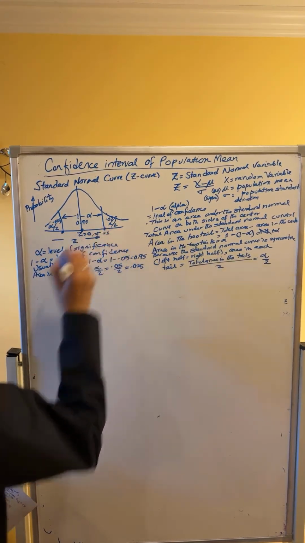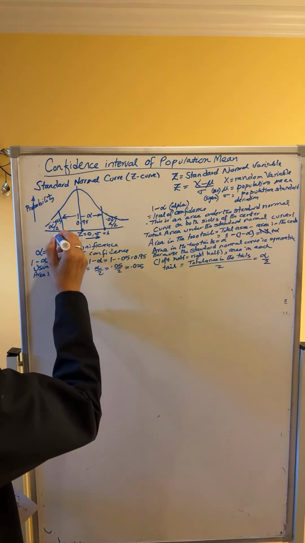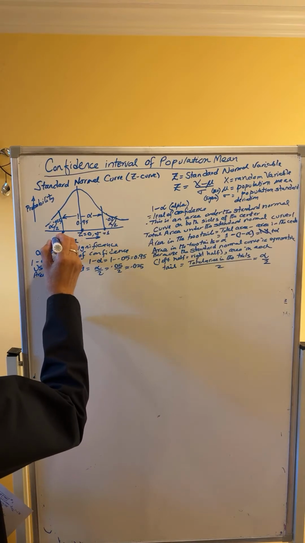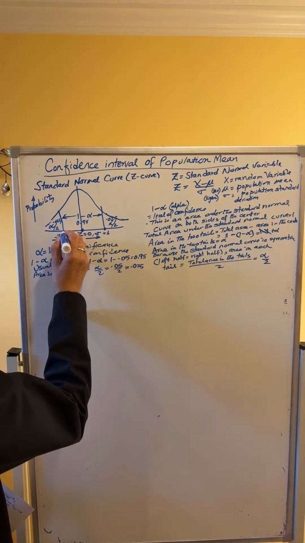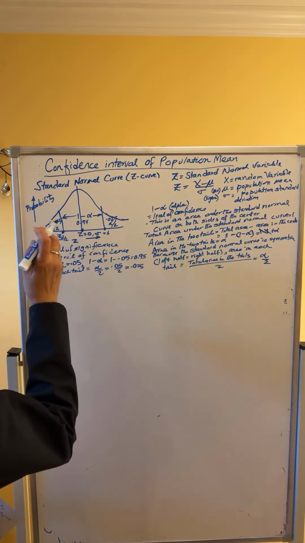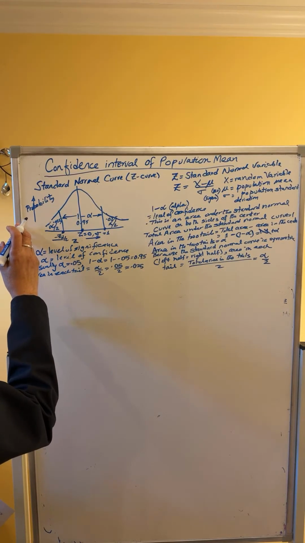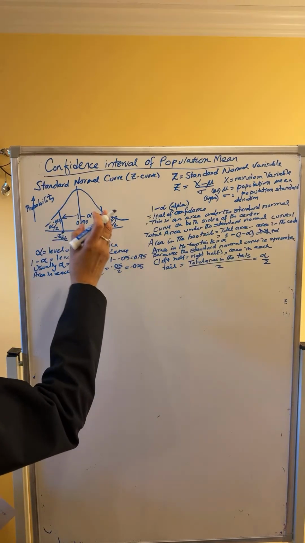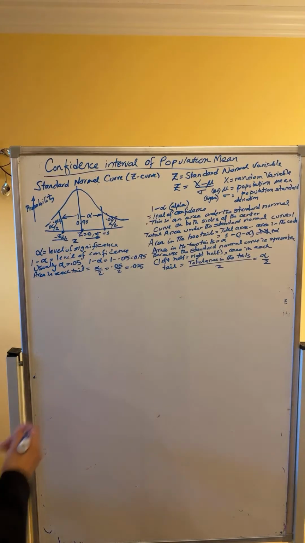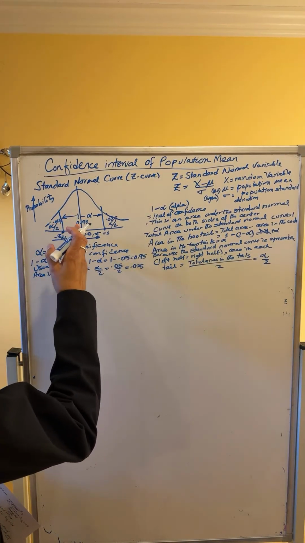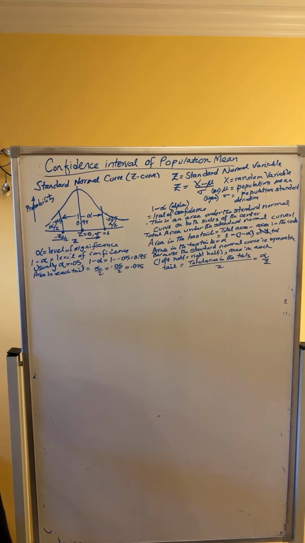Now we need to find these unknown values of z. We usually represent it as minus z alpha by 2. This is the unknown value of z from which we draw a vertical line. To the left of it, the area in the tail is 0.025, and to the right of it, the area in the center is 0.95. Now how do we find minus z alpha by 2? It is minus because it's on the left of 0. So we will use the TI-84 calculator.